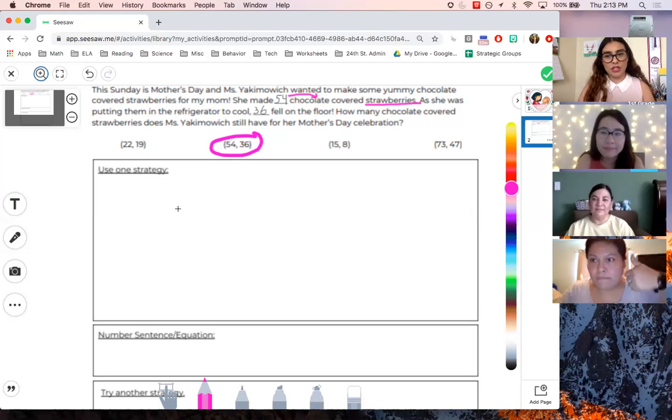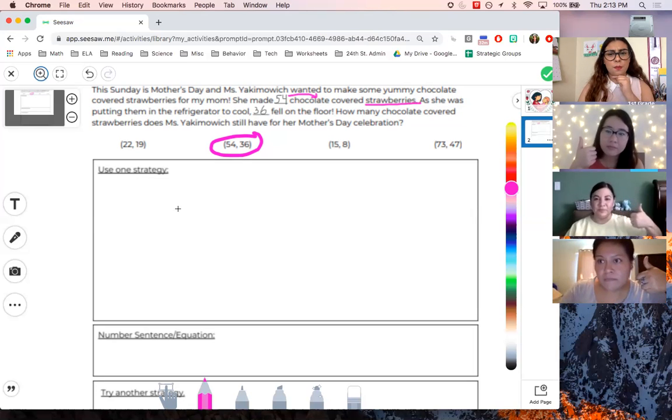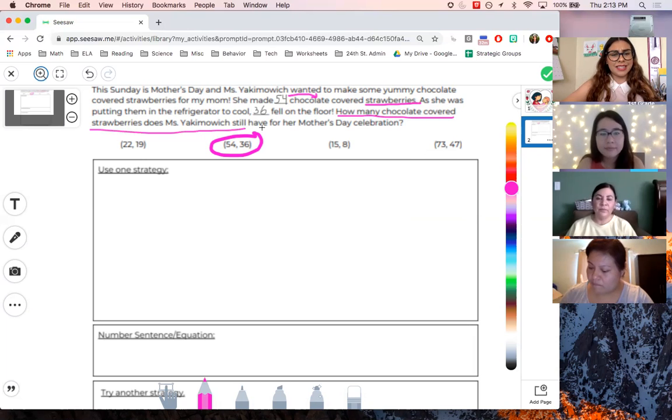Okay, so 2 questions. What are we being asked to do? And is this an addition or subtraction problem? So I think the first thing we should probably ask is, what are we being asked to solve? So Miss Hernandez, what are we being asked to figure out in this problem? So we want to know how many strawberries Miss Yakimowicz still has for Mother's Day. Yes. Okay. So then, Miss Hernandez, does this mean that this is an addition problem or a subtraction problem?